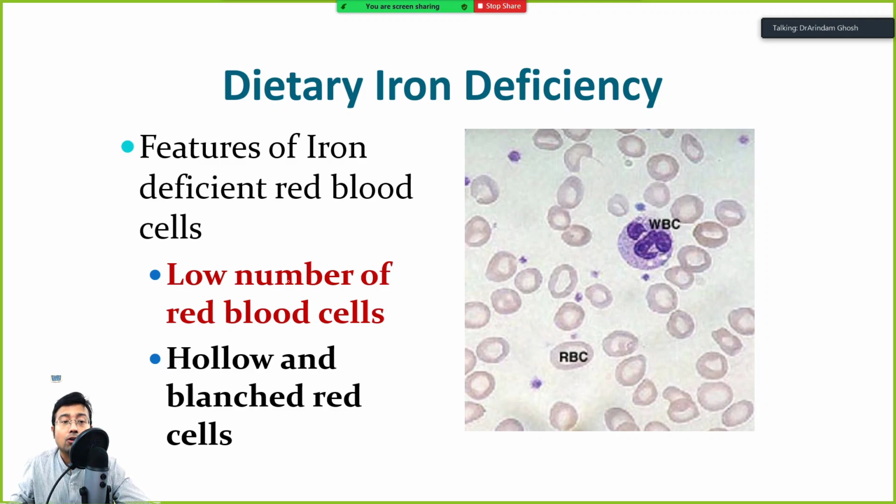Not only that, the number of RBCs will also be less, definitely. So the numbers will be less, whatever RBCs are there will be small in size, and they will not be as brightly stained, because naturally if iron is deficient, heme synthesis will be lowered and hemoglobin will be low. So microcytic hypochromic anemia, that is the one line answer, the microscopic feature of iron deficiency anemia, which is the most common type of anemia.